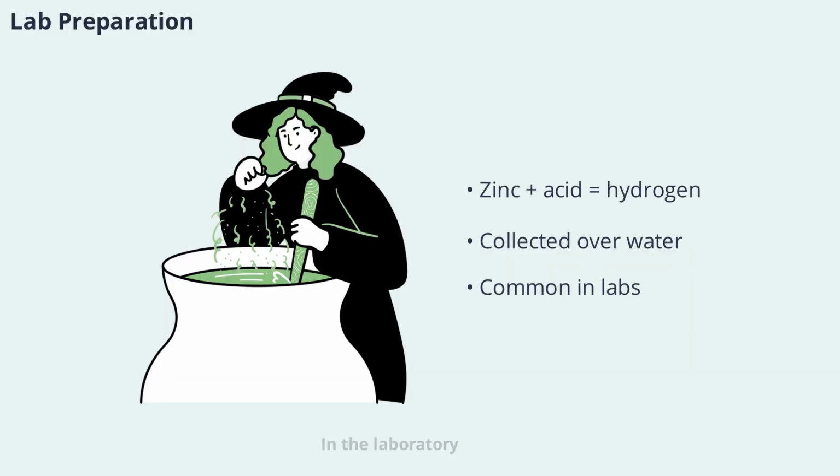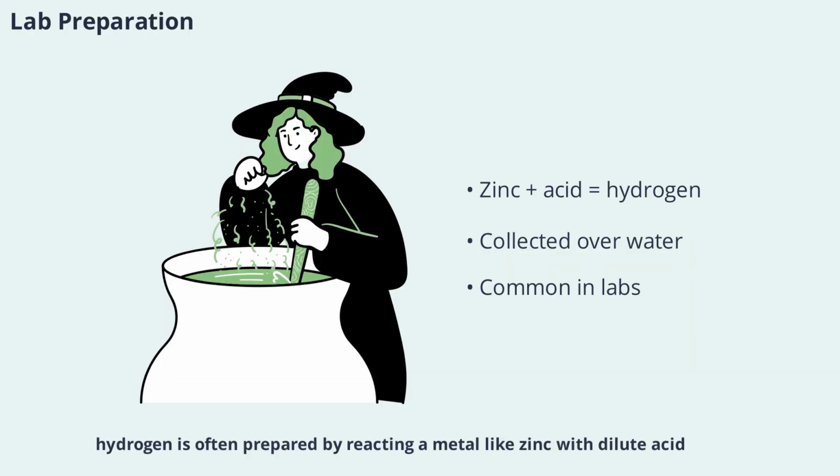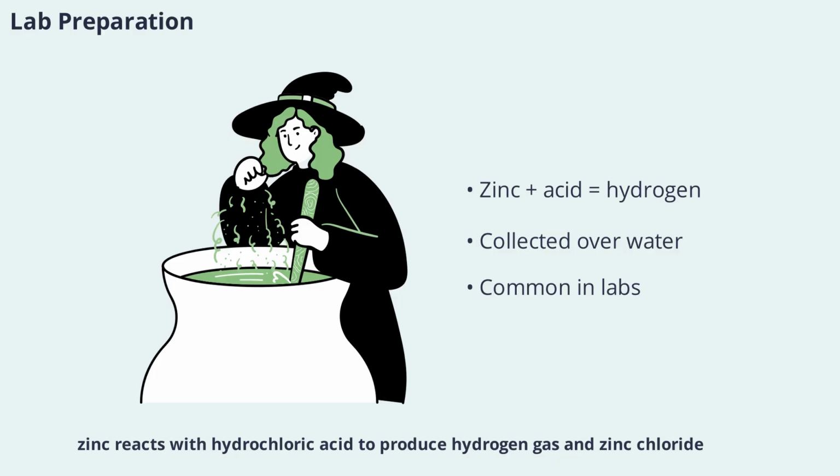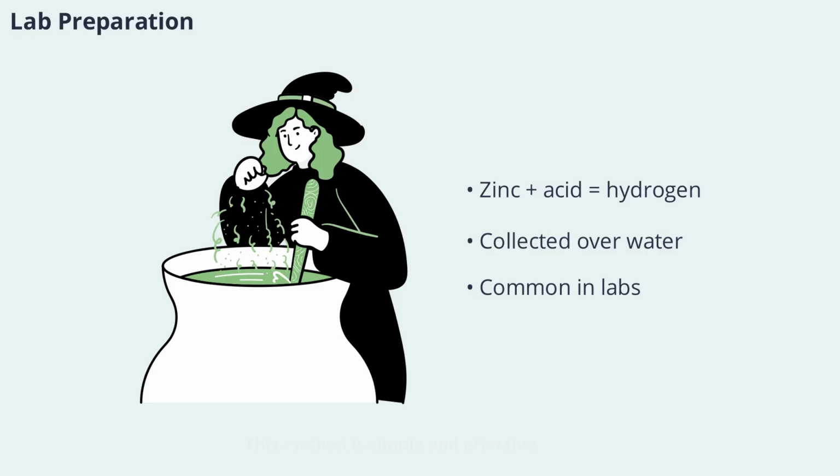In the laboratory, hydrogen is often prepared by reacting a metal like zinc with dilute acid. For example, zinc reacts with hydrochloric acid to produce hydrogen gas and zinc chloride. The gas is collected over water and used for experiments. This method is simple and effective, making it a staple in chemistry labs worldwide.